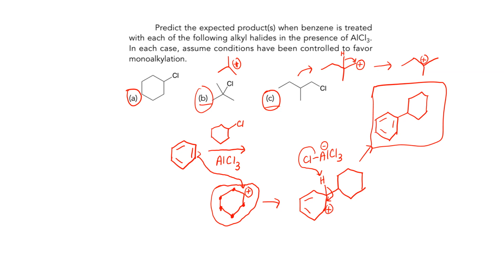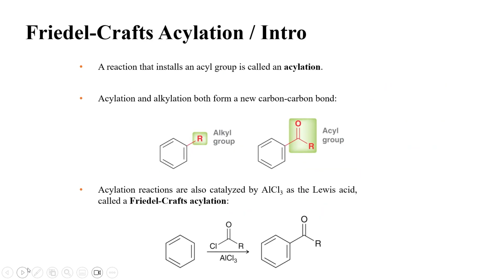So those are just some practice problems related to this, right? Realize that in a lot of cases, Friedel-Crafts alkylations are not that great because you're going to get rearranged products. Now, there's a way to counter this problem. There's a way to fix this, okay? How do you fix rearranged products?